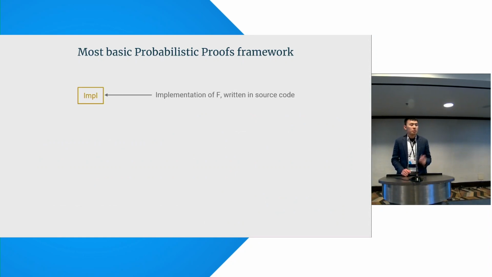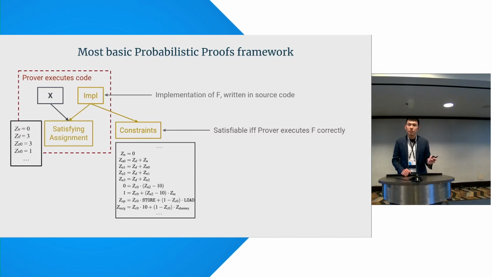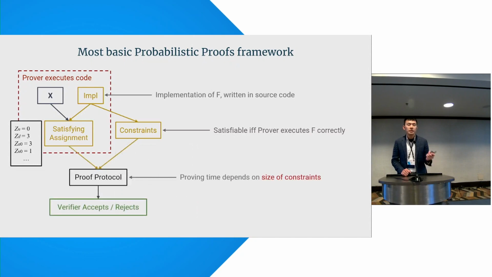People usually start with an implementation of the computation, which is written in some form of source code. They then translate this implementation into a set of mathematical constraints, which are satisfiable if and only if the prover executes the computation correctly. Now, the prover uses the implementation and the input to produce a satisfying assignment for the constraints, which are then checked in a backend proof protocol where the proving time largely depends on the size of the constraints.